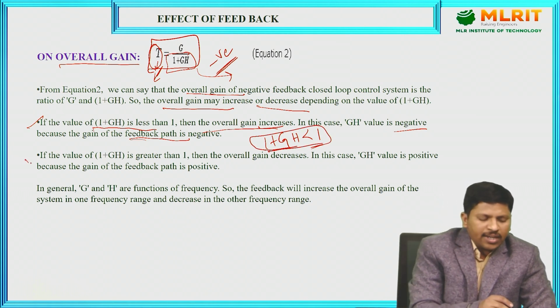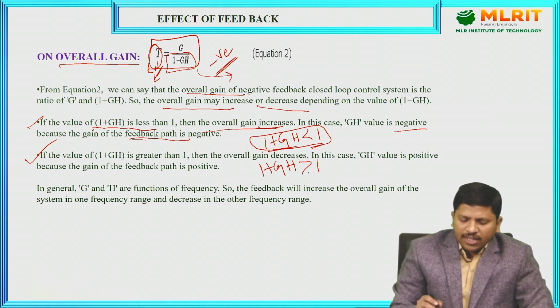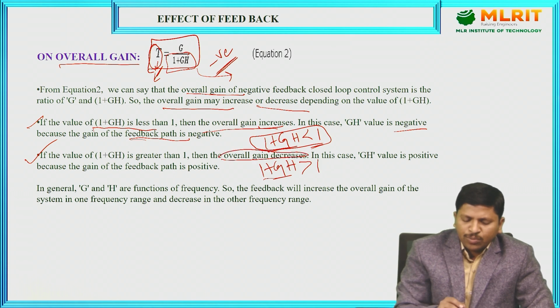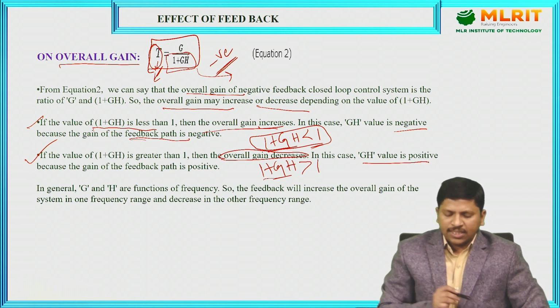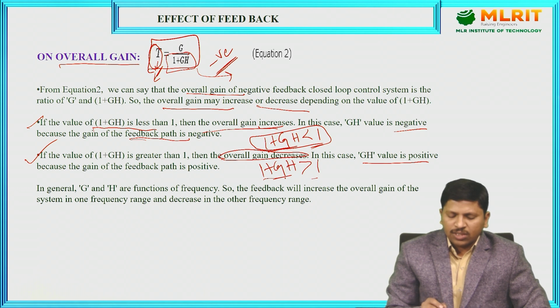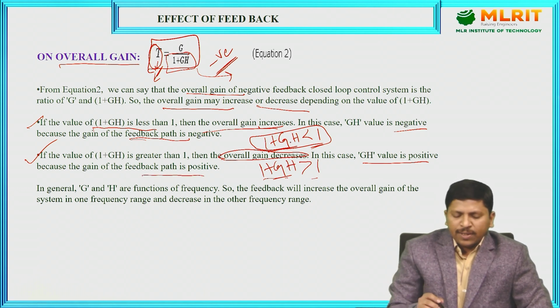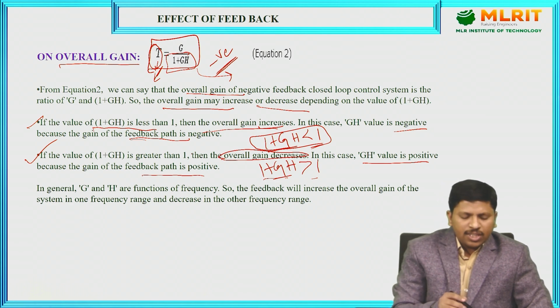Next, consider the second condition, where 1 plus GH is greater than 1. In this condition, the overall gain, or transfer function, is going to be decreased. In this case, the GH value is positive because 1 plus GH is greater than 1, so the gain of the feedback path is positive. In the earlier condition, where 1 plus GH is less than 1, the GH value is negative because the gain of the feedback path is negative. These two conditions occur.